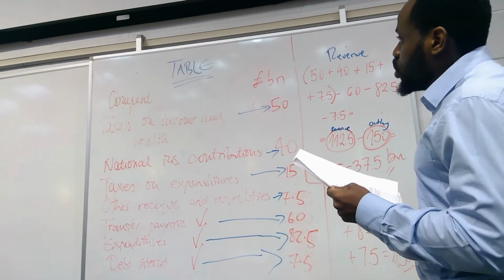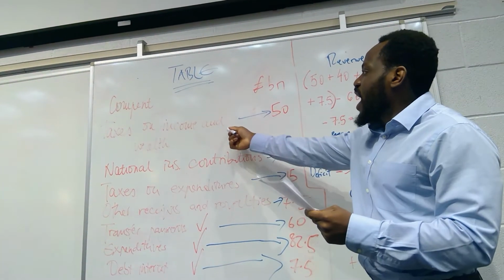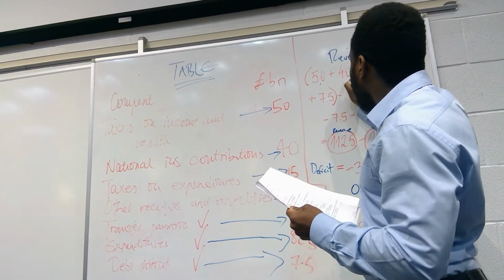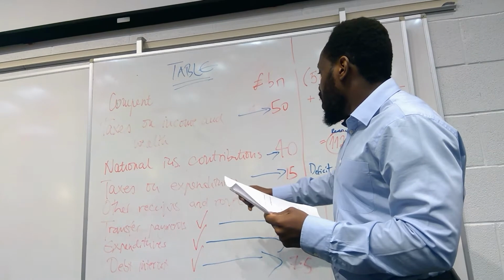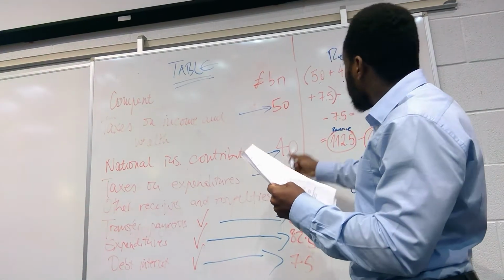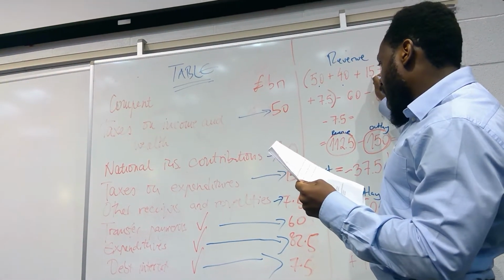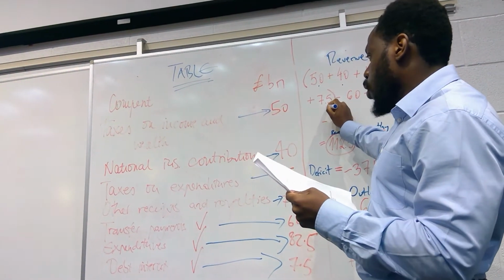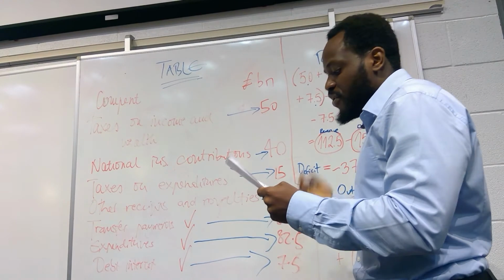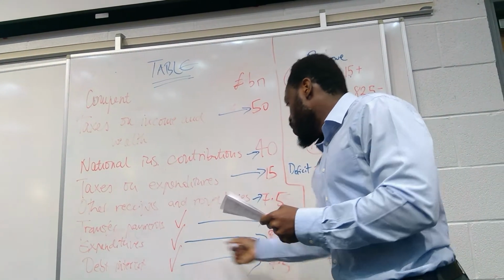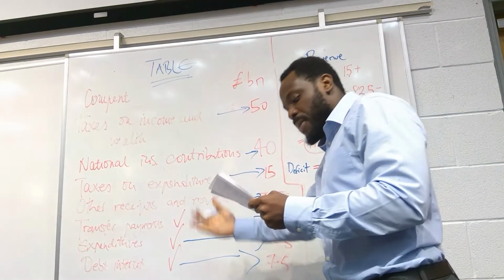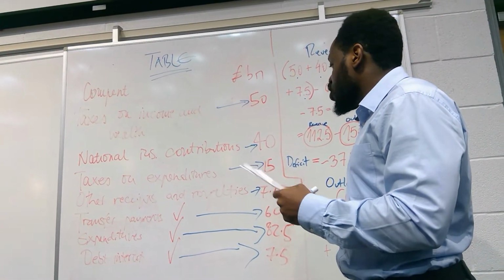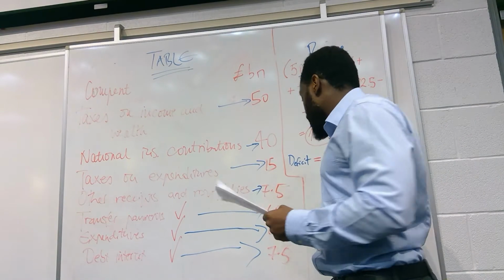So what are revenues? Things coming in. We know taxes on income and wealth, that is a revenue. National insurance contribution, that is a revenue. Taxes on expenditures, that is a revenue for the government. And other receipts and royalties, that also is a revenue for the government. Transfer payments are not revenues, the government pays that out. Expenditures are not revenues, the government pays that out. And then we have debt interest, that also is not a revenue, that is a payment out.